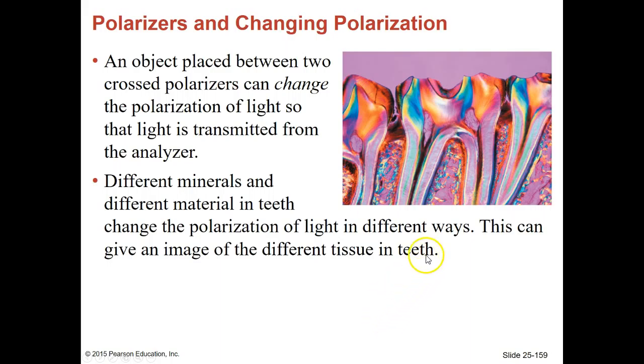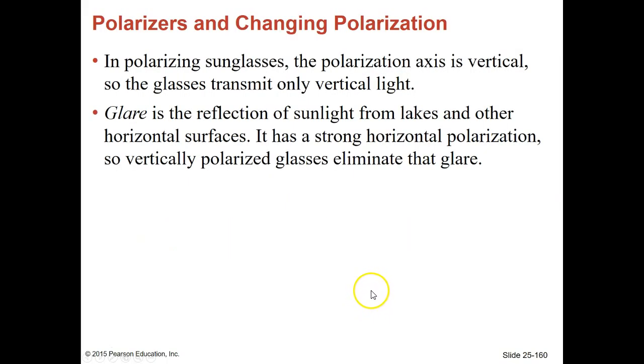On the next one, you can actually use these really well. An object placed between two crossed polarizers can change the polarization of light so that the light is transmitted from the analyzer. For example, different minerals and materials and teeth can change the polarization in several ways. This is the effect that you would see, and it can give an image of the different types of tissue in the teeth. You can see all the different types of tissues based on their colors as they go through.